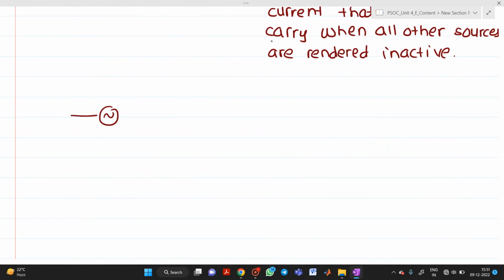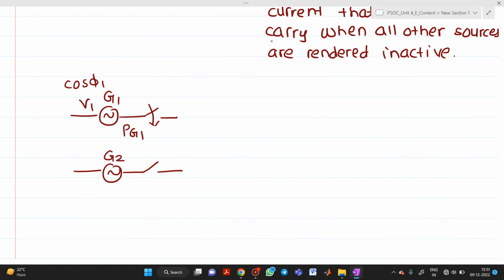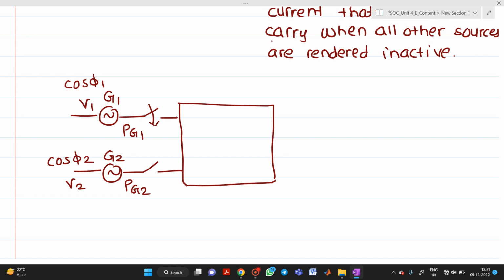This will be your generator. This is the switch, which is going to close. This will be generator 1, voltage V1, power factor cos phi 1, and the output of the generator will be Pg. Here is the second generator G2, power factor cos phi 2, voltage V2. If it is closed, we will get output Pg2. Here we are drawing a diagram considering that only one generator is acting and others are rendered inactive.